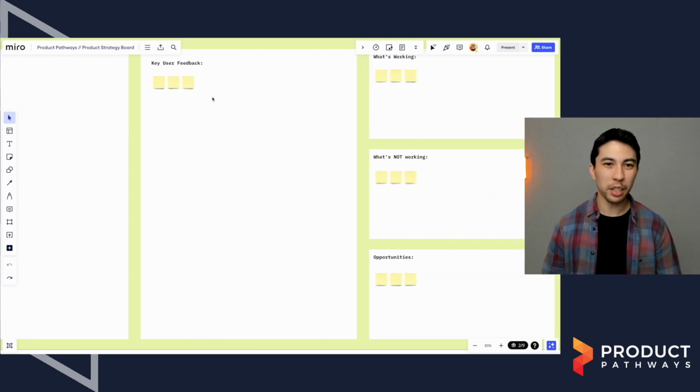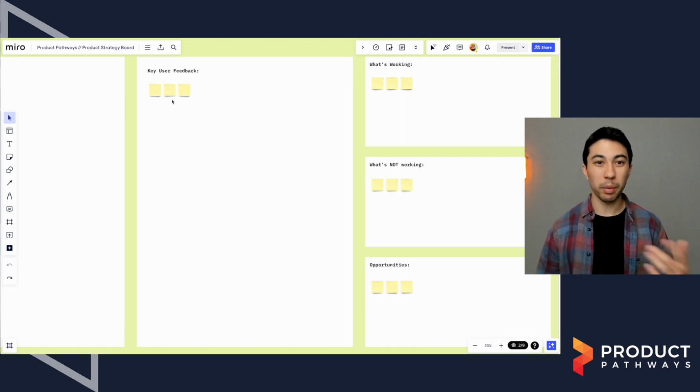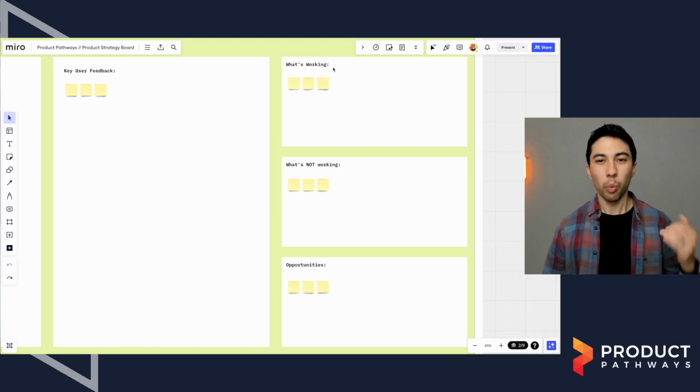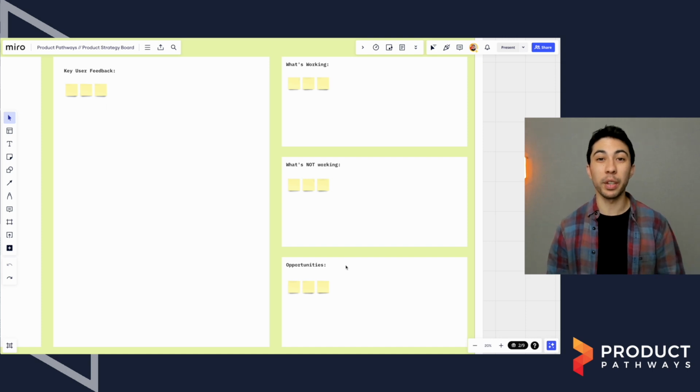What are some of the key customer or user feedback that we're hearing and picking up on? What are some of those verbatim quotes? What are some of the things we think are working? What are some of the things we think aren't working? And what opportunities, or again, maybe even some significant events that have happened to our product?